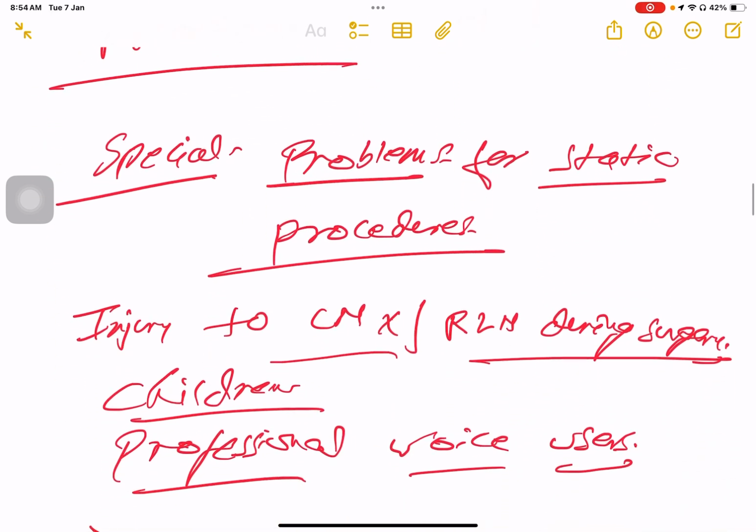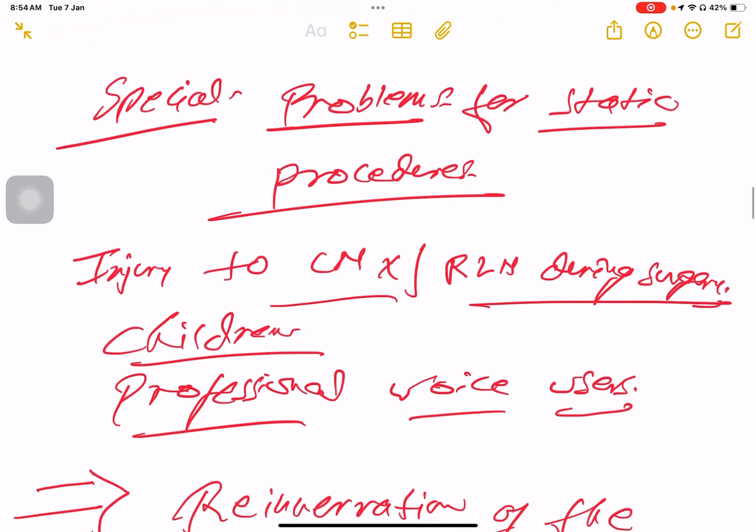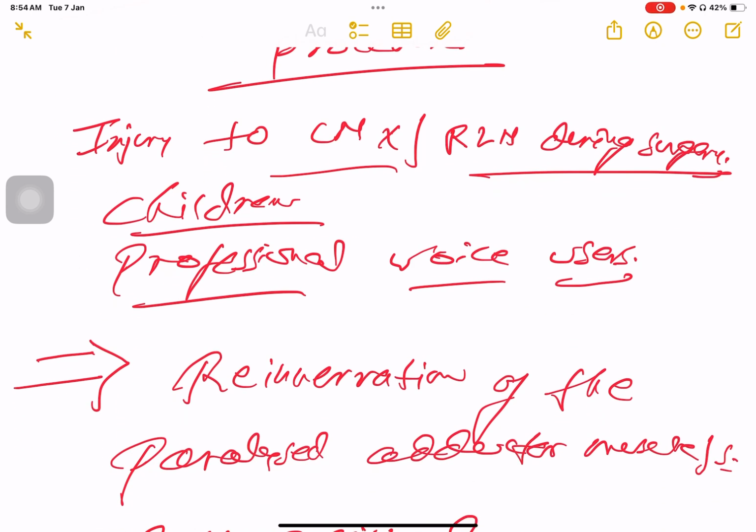So what are the side effects of these procedures? The problems with these procedures are basically injury to the cranial nerve 10, the vagus nerve. Vagus nerve injury may be there, then injury to the recurrent laryngeal nerve may be there while doing surgery. Then in children, it's very difficult. Then it's not satisfactory for professional voice users also.